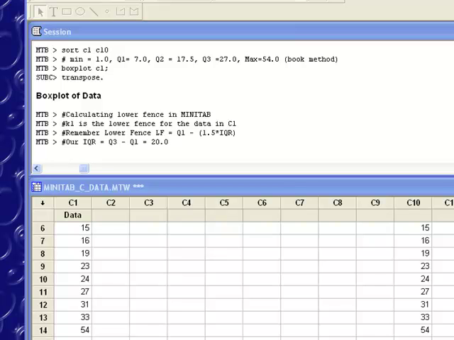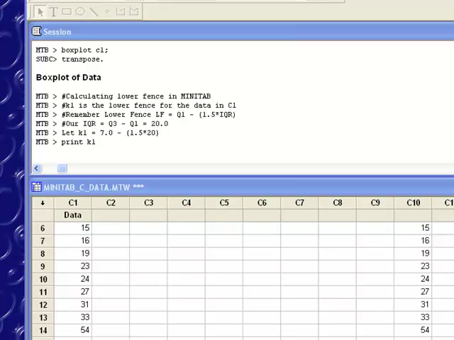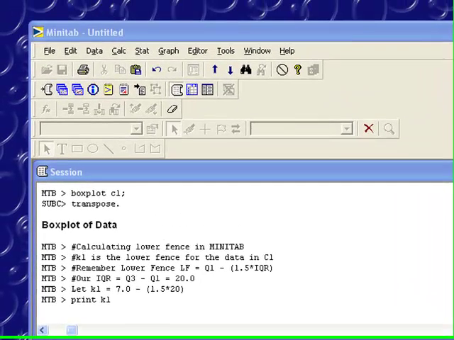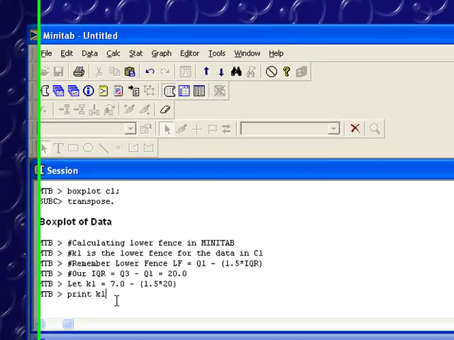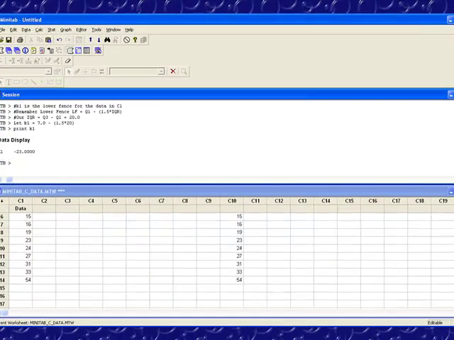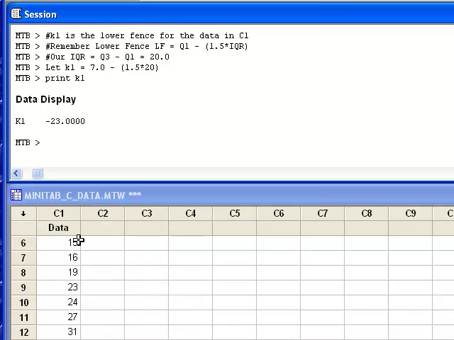Now we're ready to calculate the lower fence. So there's our command. Let K1, this constant, equal, and we do the equation, 7.0, which is Q1, minus 1.5 times the interquartile range, which was 20. And then we say print K1. So then once I have that right here, I'm going to hit enter, and there's our lower fence.